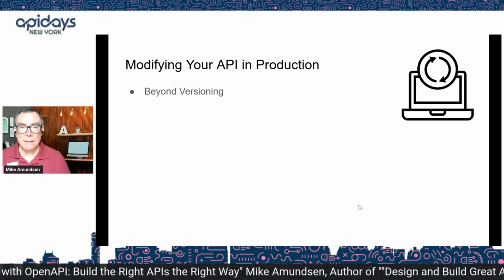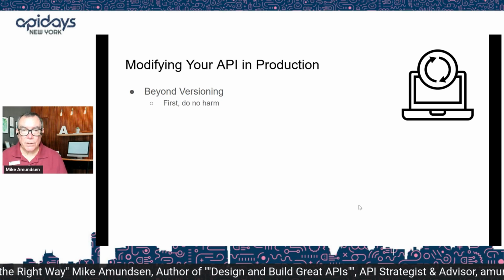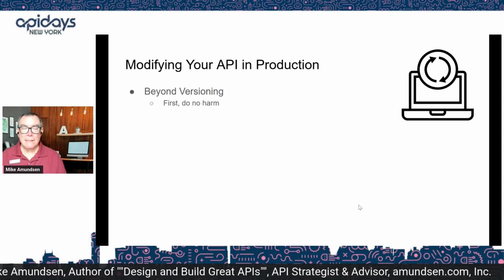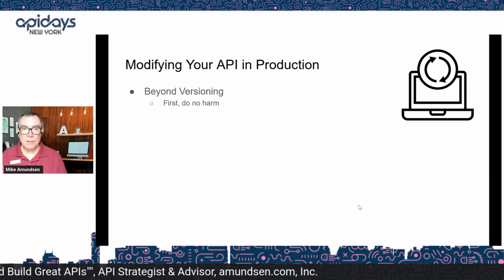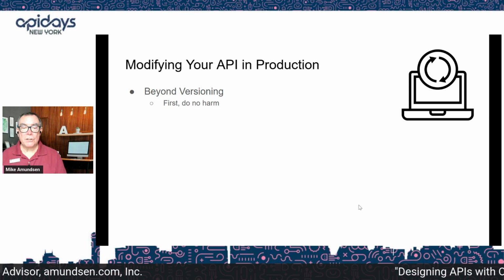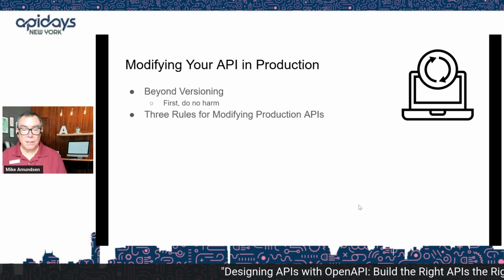We need to think beyond simple versioning of version 1 and version 2. The rule is first, do no harm. Never release an update that's going to break some existing client application. People invest a lot of time and effort in creating those apps. Make sure you honor that. There are 3 rules then for modifying production APIs.